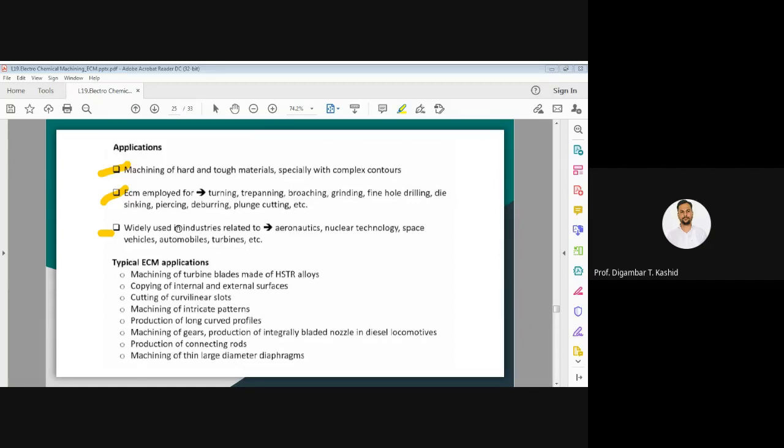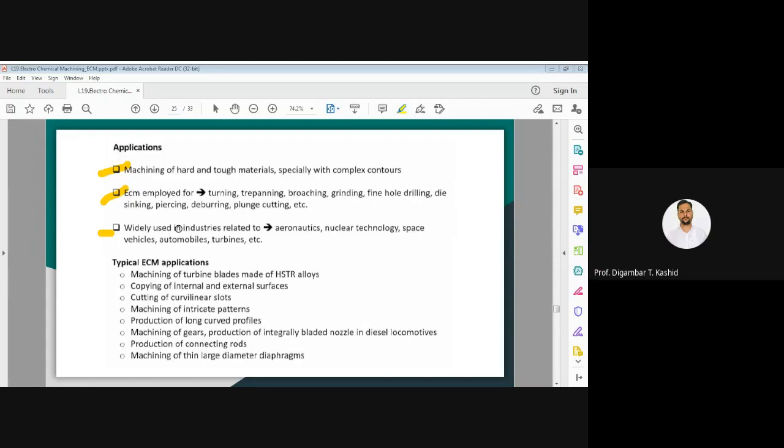In today's morning lecture I explained the various operations possible in this system, so the same applications I have shown here. This ECM technique is widely used in various industries, and commercial machines are available. Electrochemical machining is used in aeronautics, nuclear technology, space vehicles, automobiles, and turbines. These are the industries where ECM machines are extensively used.